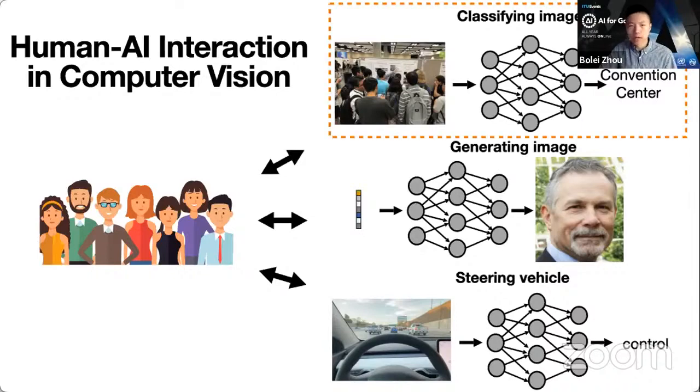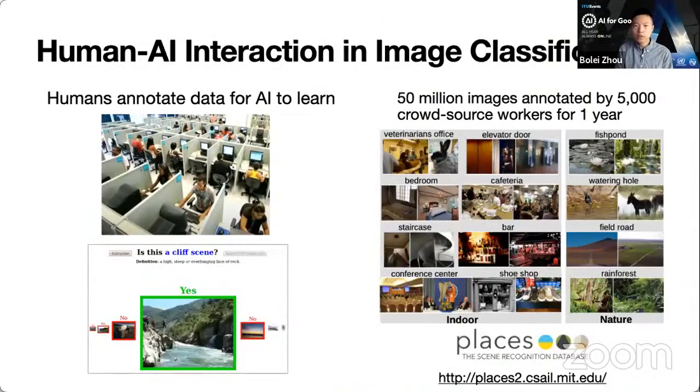So the first part is image classification. For image classification, we already have a lot of human-AI interaction, because the dominant method is supervised learning. In order to do supervised learning, we need a lot of humans involved in the annotation loop. Thousands of humans annotate data for the AI to learn, right? We have this kind of interface asking workers whether this image is eclipsing or not. This way, we build many different image databases.